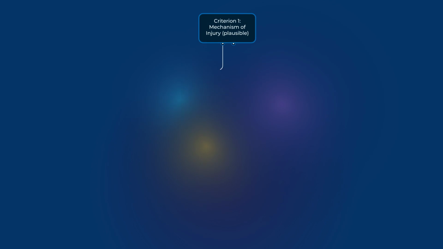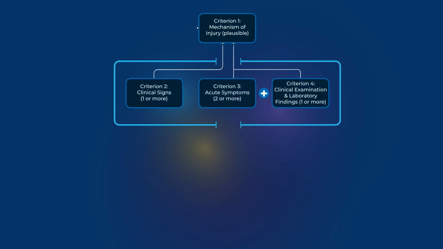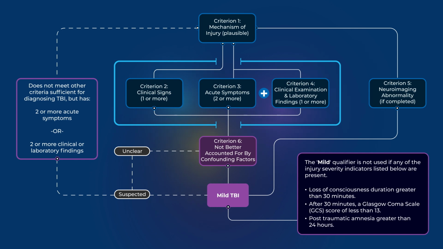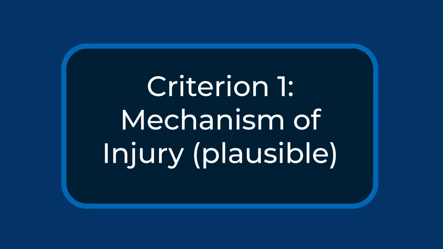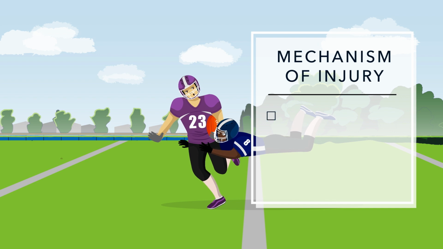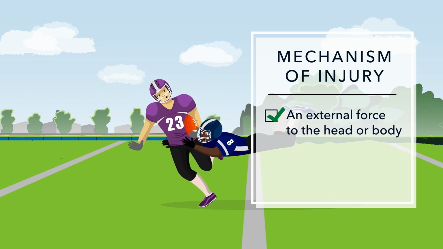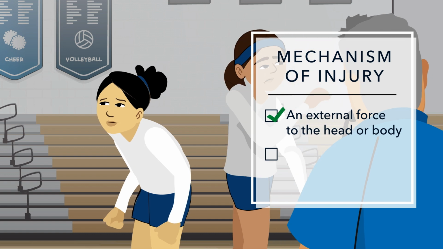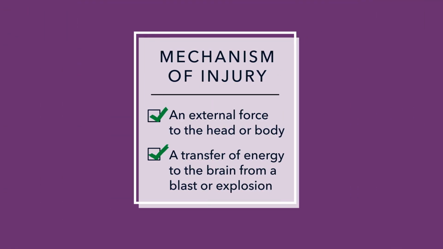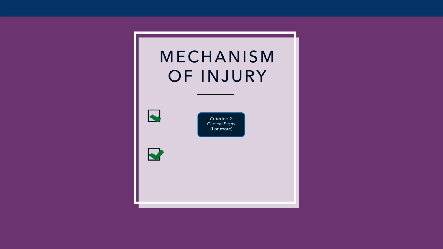In 2023, the American Congress of Rehabilitation Medicine, or ACRM, published an updated diagnostic algorithm for mTBI that includes 6 criteria. Criterion 1. There must be a plausible mechanism of injury reported through direct observation or witness report. The number 8 football player tackles the number 23 football player. This may include an external force to the head or to the body that causes the brain to move back and forth, or a transfer of energy to the brain from a blast or explosion. If a plausible mechanism of injury is established, healthcare providers should review the other criteria in the algorithm.